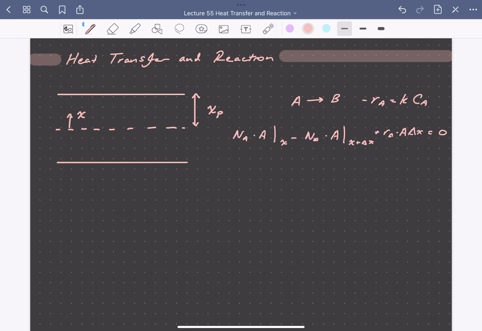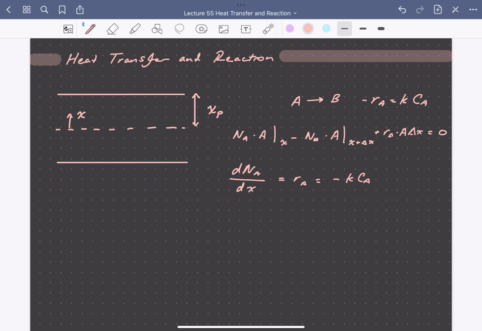So our mole balance will look like this, where our flux terms are multiplied by cross-sectional area, since they have units of moles per second per unit area, and our reaction term is multiplied by the cross-sectional area times the thickness of that differential element, since the rate depends on the volume available for reaction. So if we divide through by the cross-sectional area times delta x, and then take the limit as delta x goes to 0, so the slice becomes infinitesimally thin, our mole balance becomes this differential equation.